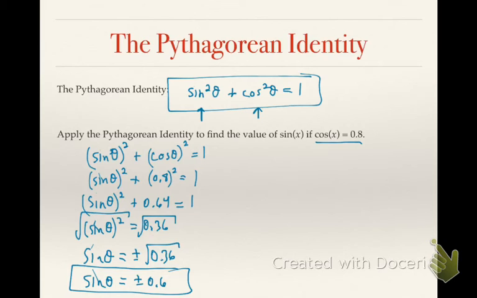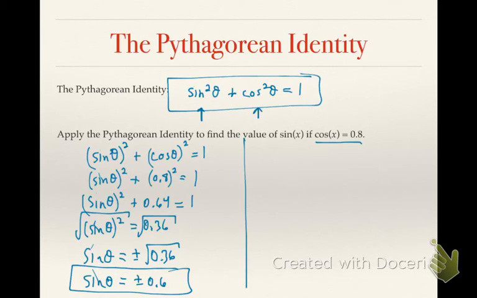Now, to find out which one it is, you'd have to know some more information, because cosine could be in quadrant 1 or quadrant 4. Notice that we have two different locations. Okay. It actually gets into something we're going to look at in the next slide.